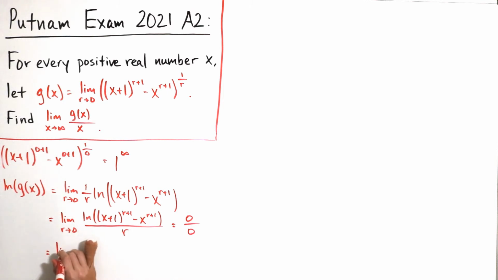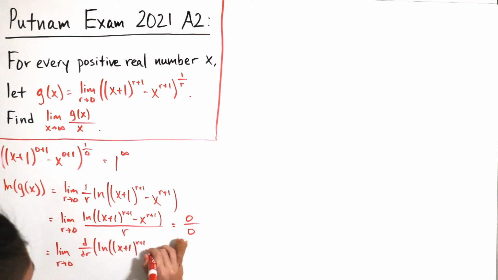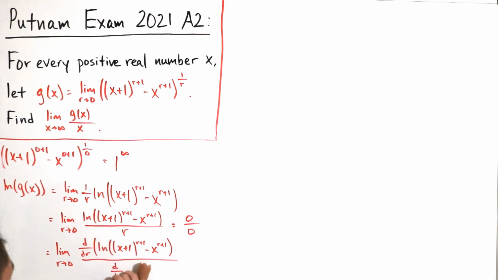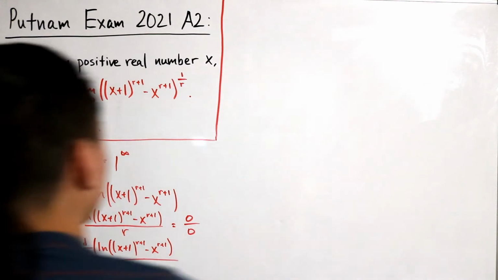So if I write the limit as r approaches 0, we differentiate with respect to r. We have the same thing, ln of x plus 1 to the r plus 1, subtract x to the r plus 1, all this being divided by the derivative with respect to r. Obviously the denominator is just going to be 1, so that's fine. So we just have to take the derivative of the top over here.